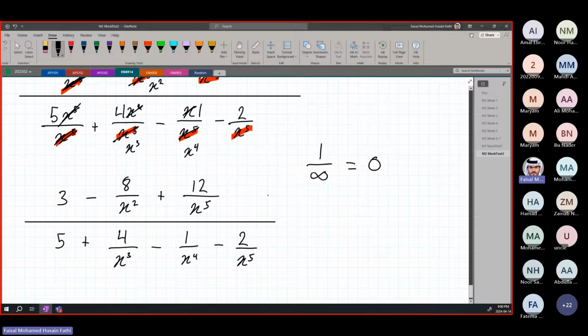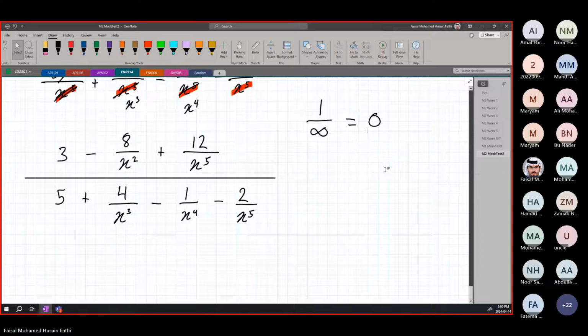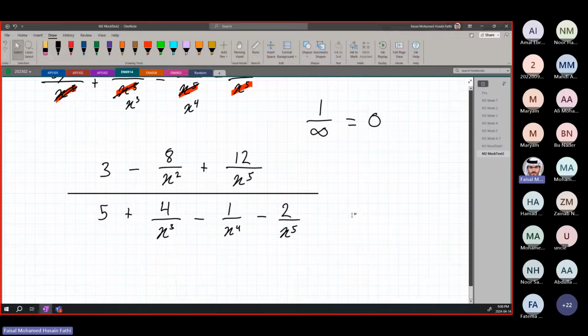So when you want to divide 1 over 1 billion, you're going to get 0.00000000001. Okay? The same thing. So infinity, because it always keeps going and going and going, it is going to be equal to 0. So now we can do the limit, because we know that all of these values, when we substitute infinity into it, we are going to get a 0.